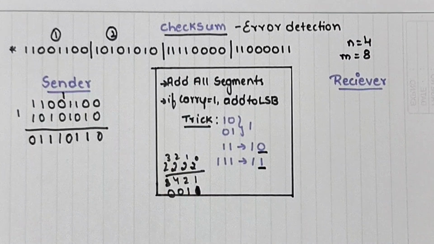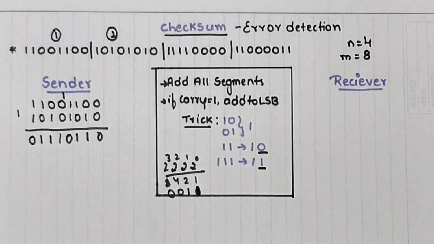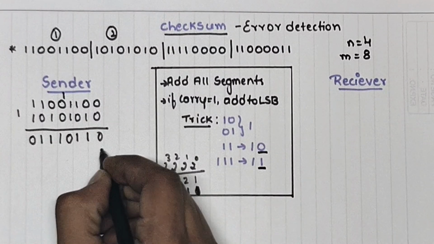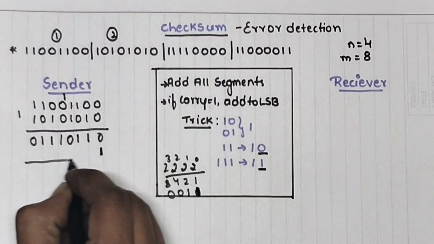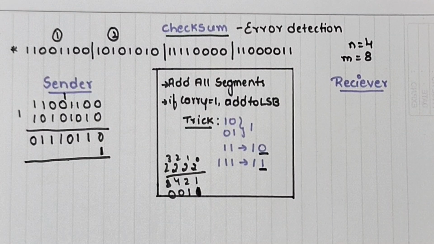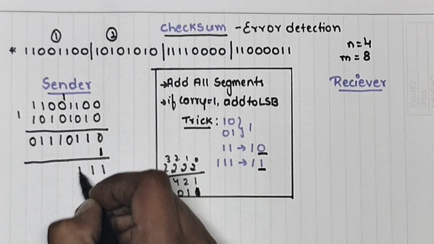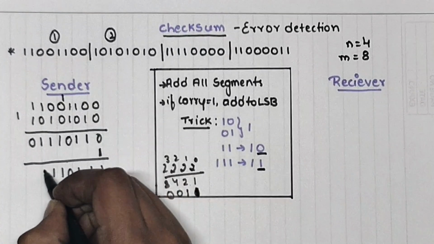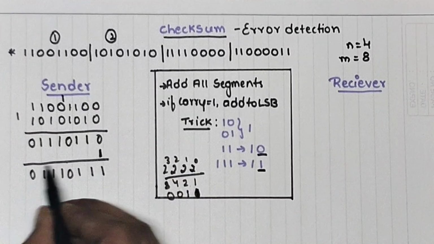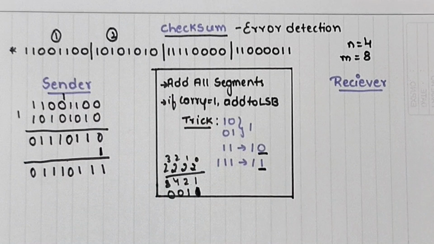Now what is the second step? If carry is equal to 1, then add it to the least significant bit. This is the least significant bit, and you will add it there. 0 plus 1 will be 1. Next, all will be the same: 1, 1, 0, 1, 1, 1, 0. Now we have the answer for adding the first 2 frames.